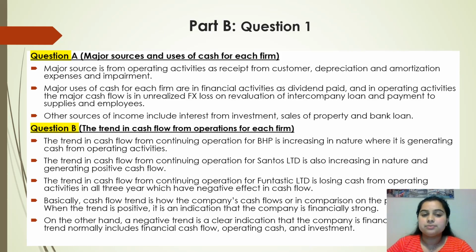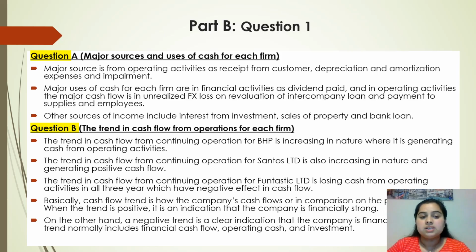Major uses of cash for each firm are in financing activities as dividends paid, and in operating activities the major cash outflow is in unrealized FX loss on revaluation of intercompany loan and payment to suppliers and employees. Other sources of income include interest from investment, sales of property and bank loan.